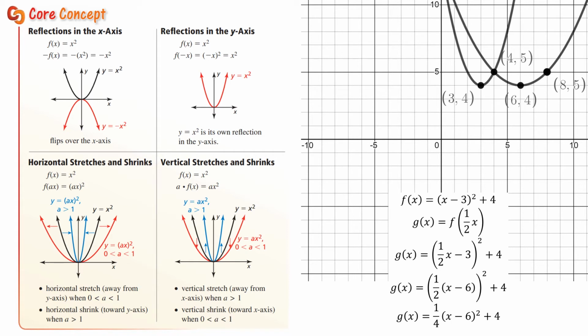And again, if we want to get from our original vertex (3, 4) to (4, 5), we go up 1 and over 1. Now because we have stretched by a factor of 2, to get from (6, 4) over to (8, 5), we go up 1 and we go over 2.